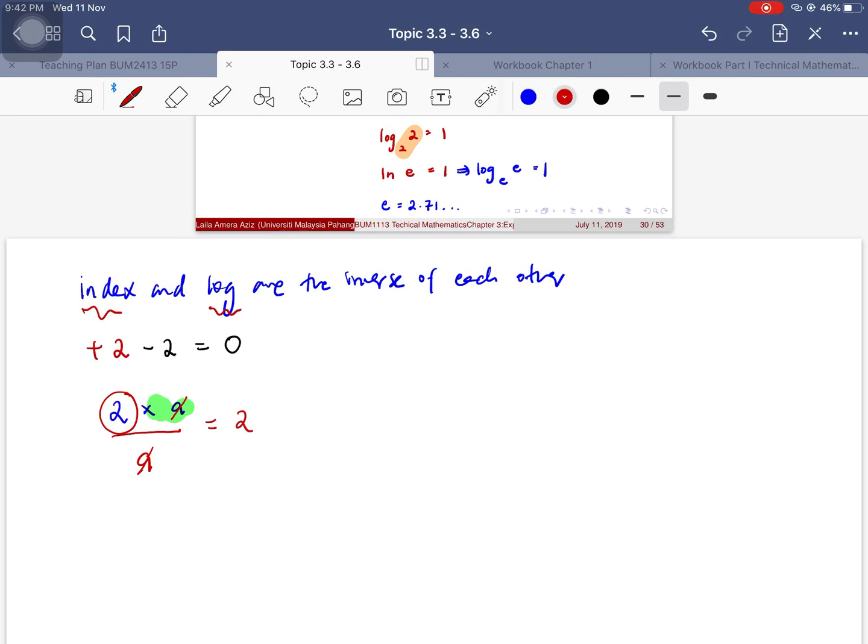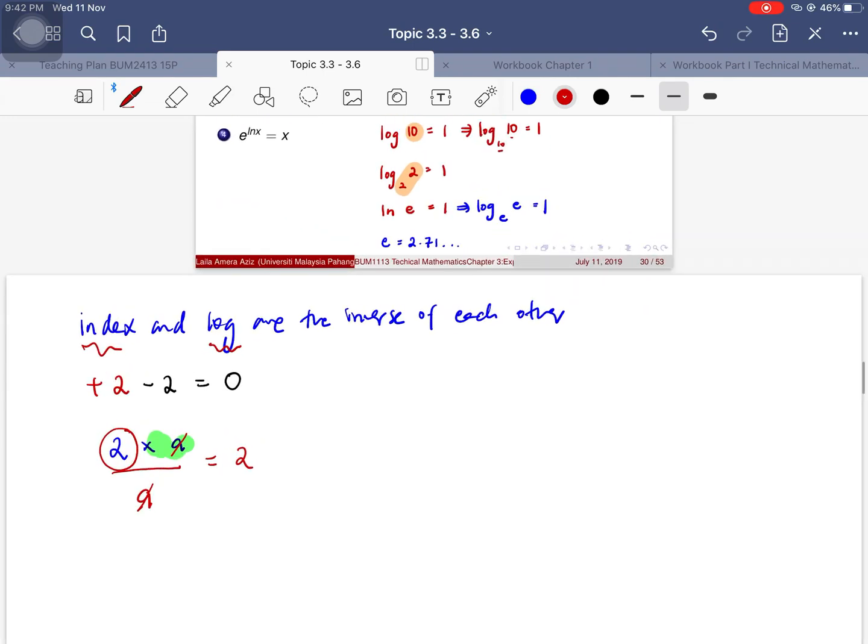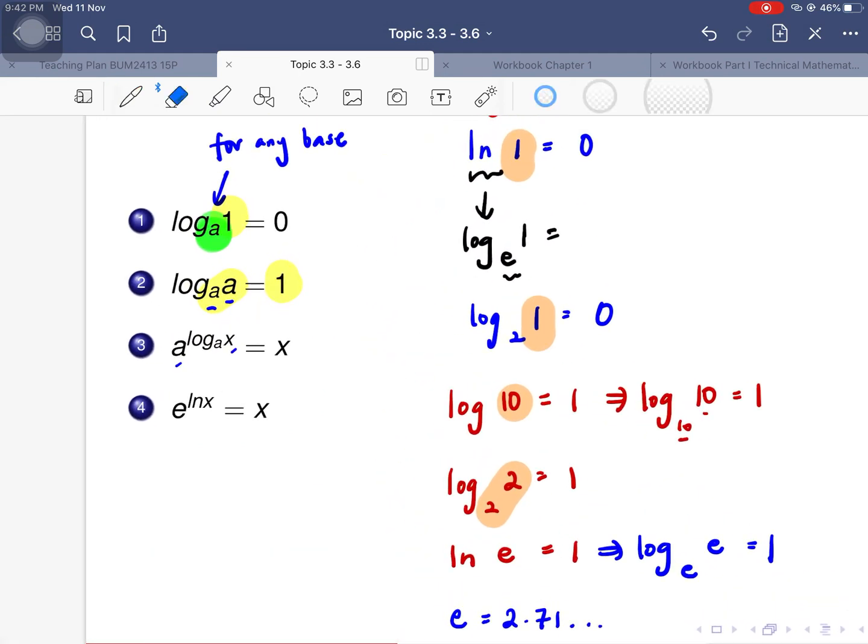So if you have them together, they can cancel each other. This is what happened over here. If you remember, if I have an index, whatever goes underneath is called the base. For example, if I have 2 to the power of x, this 2 over here is called the base. And whenever I have a log, whatever goes here is going to be the base. If you notice, I have a as the base for the index and a as the base for the log as well. So they can cancel each other, and it is going to become x.